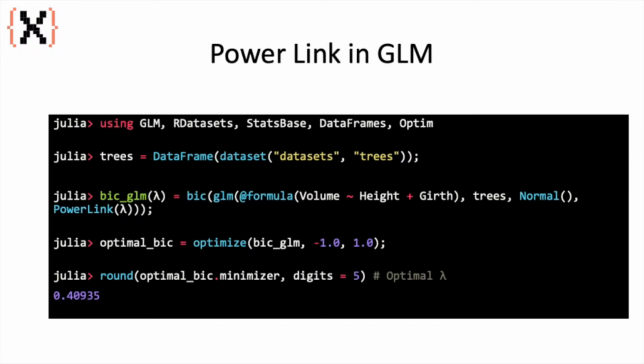The benefit of having the power link is that we can find the optimal lambda value using some optimization methods, especially some heuristic methods. The example shown here is a way to find the optimal value based on BIC. One can use any other criterion like AIC, AICc, log likelihood, etc. to get the same.